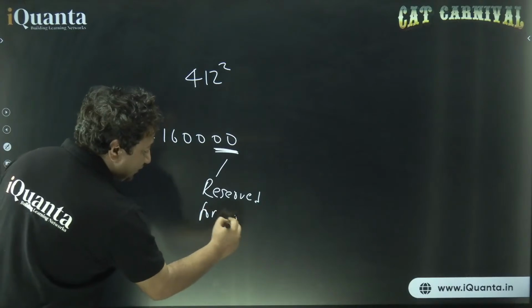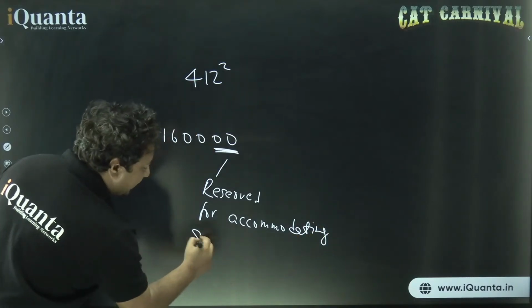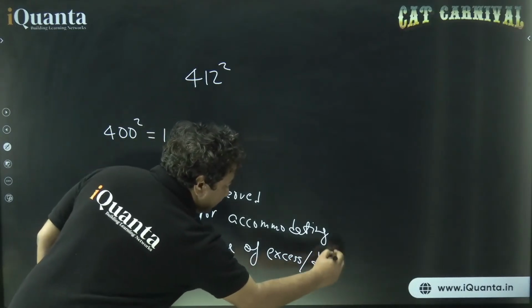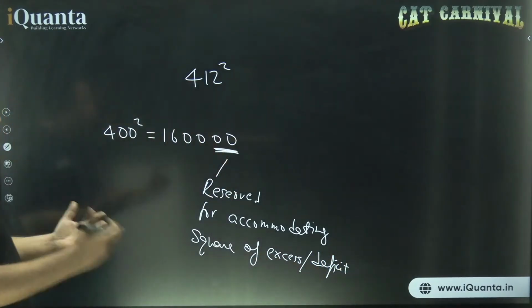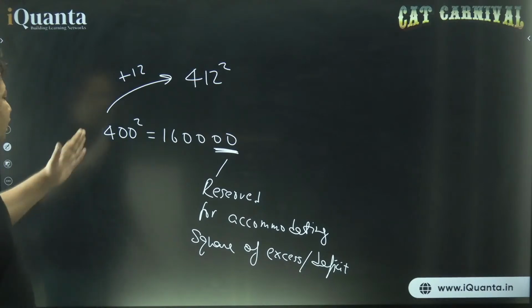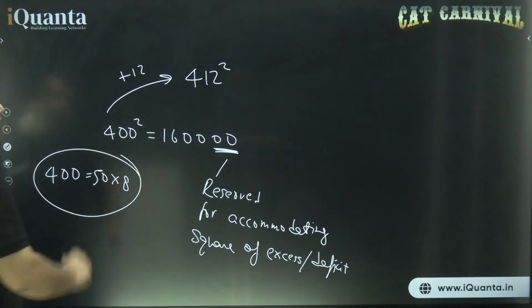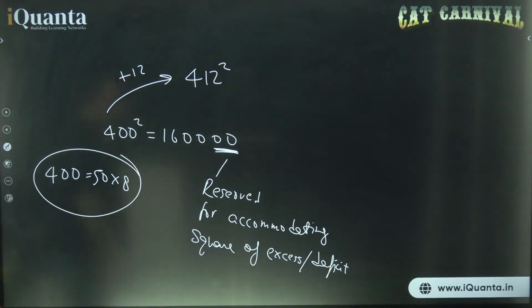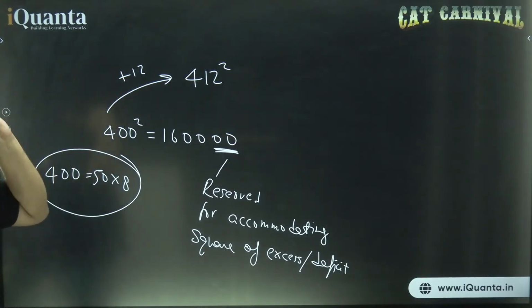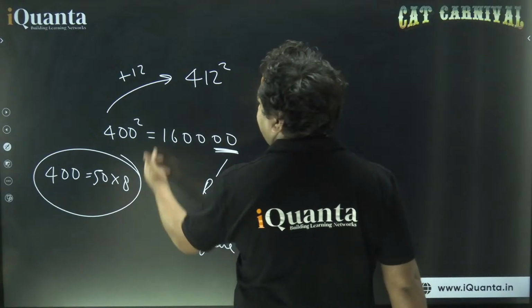Reserved for accommodating what? Accommodating the square of excess or deficit. Excess or deficit from what? From the base. So the excess over here is of 12 units. Also 400 is nothing but the 8th multiple of 50. That means whatever excess is happening, we have to multiply that excess by 8. Like we multiplied with 2 in case of base 100, multiplied with 3 in case of base 150. Here we'll multiply by 8. What? 12 into 8 is 96.